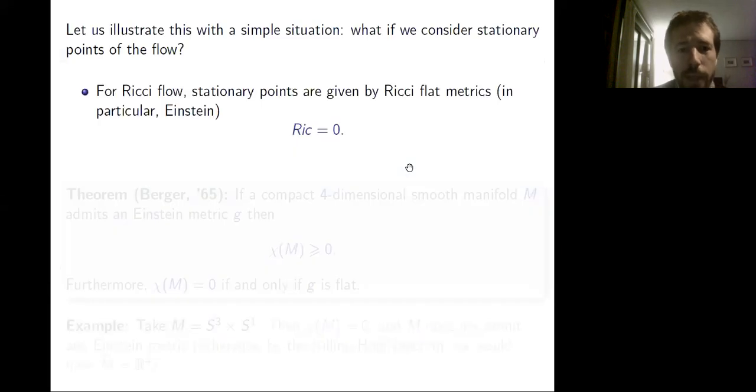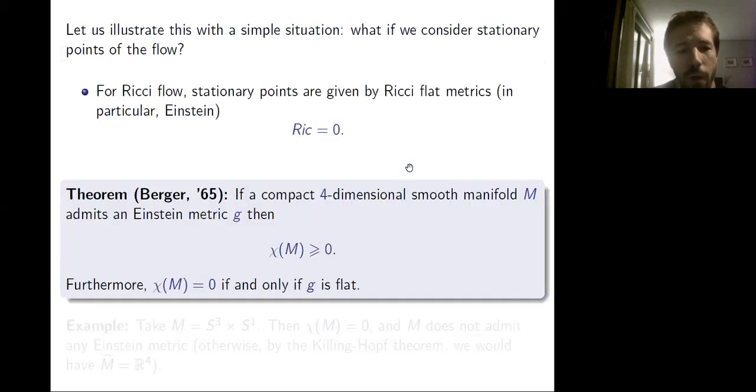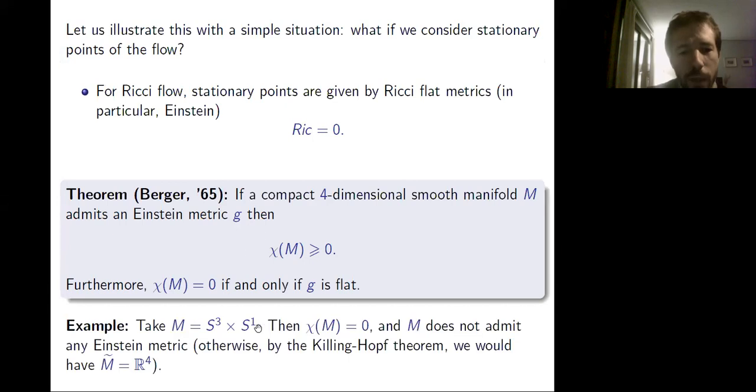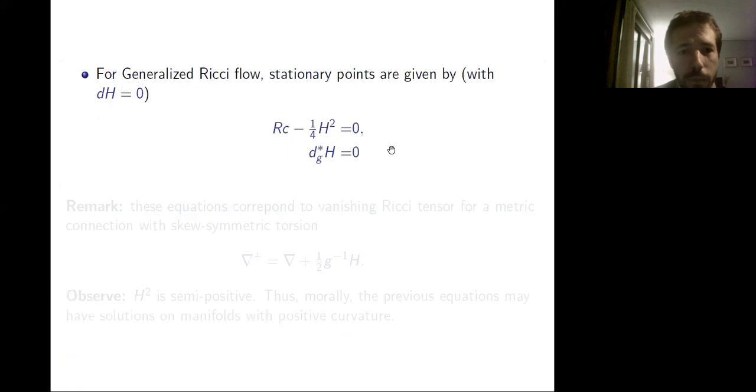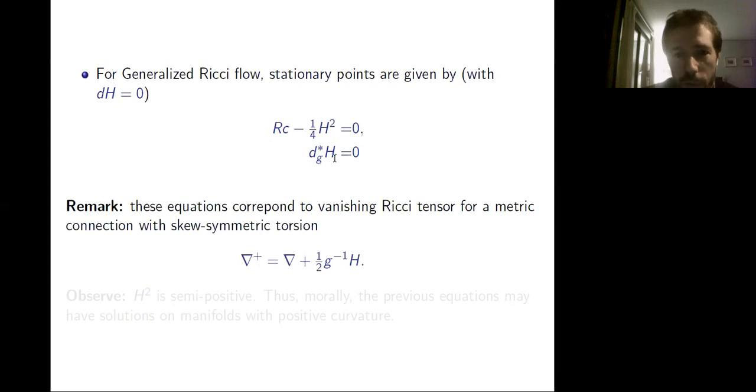And then the first thing was to analyze stationary points for the flow. So recall that S3 cross S1 does not admit any Ricci flat metric by the Hitchin-Thorpe inequality. Now if we go to the case of generalized Ricci flow, then stationary points are given by these equations for the Ricci tensor of a metric, and H is a closed three-form on the manifold. So in particular, H is going to be harmonic with respect to the metric, taking d in the second equation.